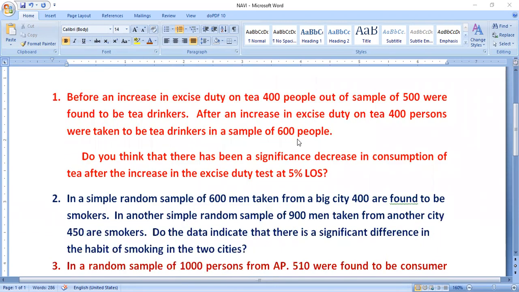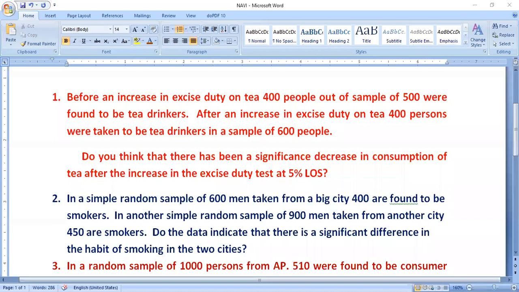Problem number 1. Before an increase in excise duty on tea, 400 people out of a sample of 500 were found to be tea drinkers. Then, after an increase in excise duty on tea, 400 persons were found to be tea drinkers in a sample of 600 people. Do you think that there has been a significant decrease in consumption of tea after the increase in the excise duty? Test at 5% LOS. Okay, this is the question given.